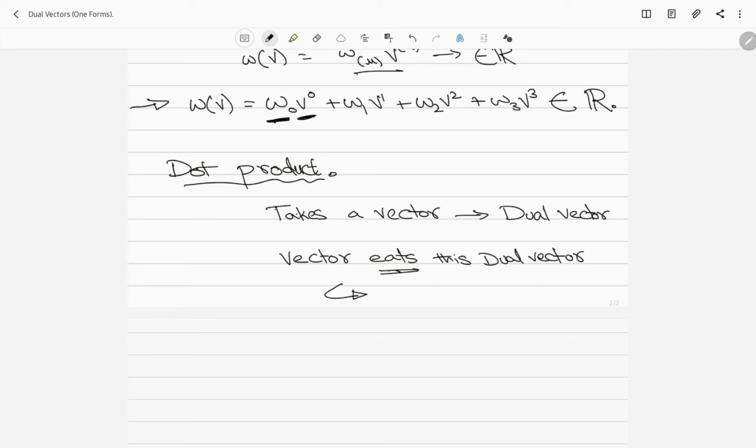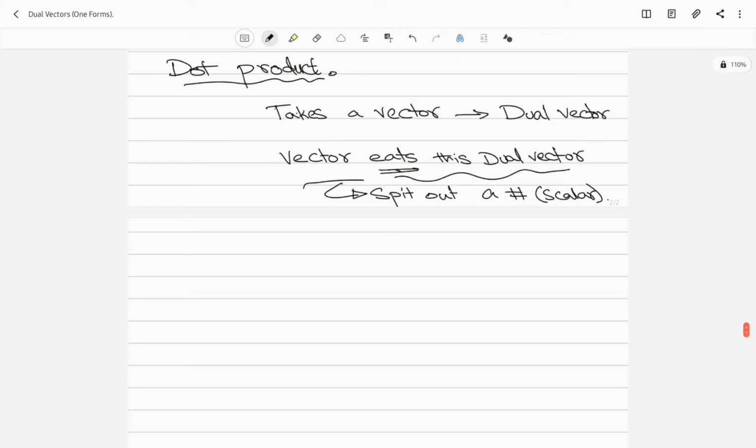So what it does is, after all of this, it will spit out a number, which is your scalar. And that's what a dot product is, right? So once more, even though I know I don't have to do this, a dot product takes a vector and turns it into a dual vector, and then lets a vector eat the dual vector and spit out a scalar or a number. So we can write this down in mathematical notation as <v_μ, v^μ> = v_μ v^μ, which is a number, and it belongs to the reals.